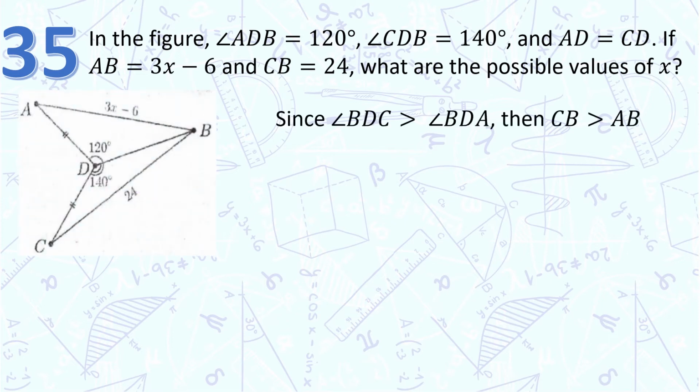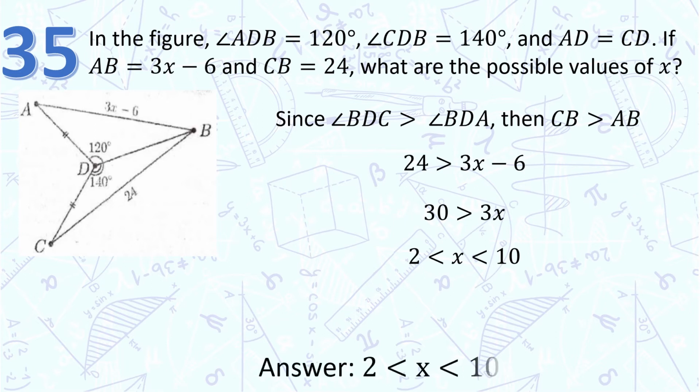By the hinge theorem, since angle BDC is greater than angle BDA, then CB is greater than AB. So 24 is greater than 3x minus 6. Add 6 to both sides. 30 is greater than 3x. Divide both sides by 3. Then x is less than 10. However, a side of the triangle cannot be 0. Therefore, x is greater than 2 but less than 10.